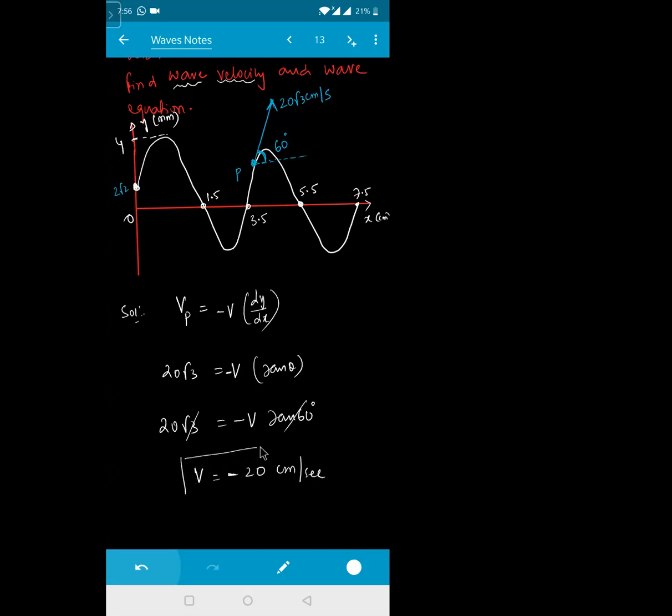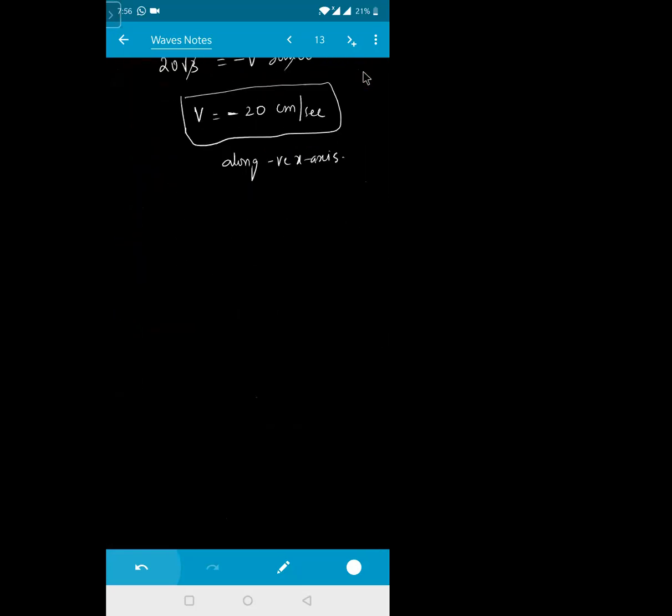If velocity is coming minus, that means it is moving in this direction, beta. Minus 20 centimeter per second means along the negative x-axis. The wave velocity is in the negative x-axis. Is that clear? Yes, sir. So the wave must be moving in this direction, towards your negative x-axis.